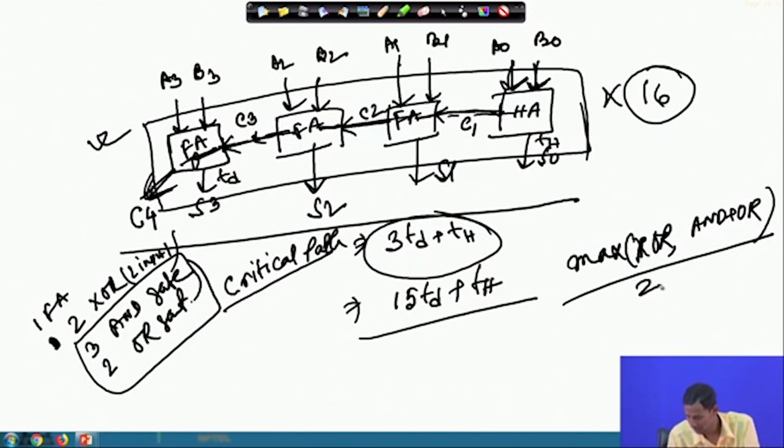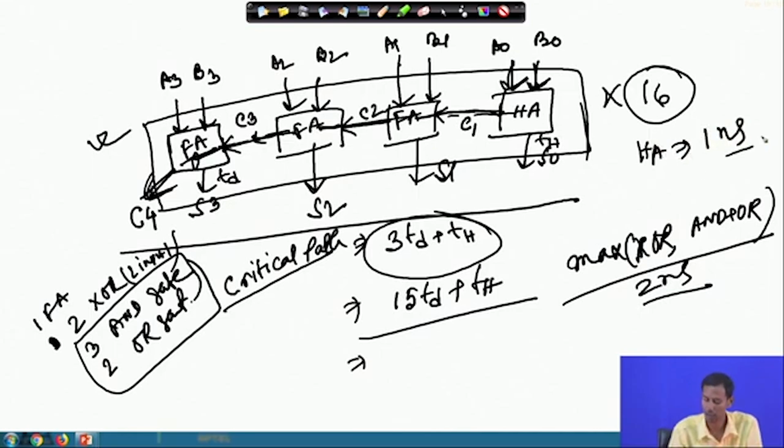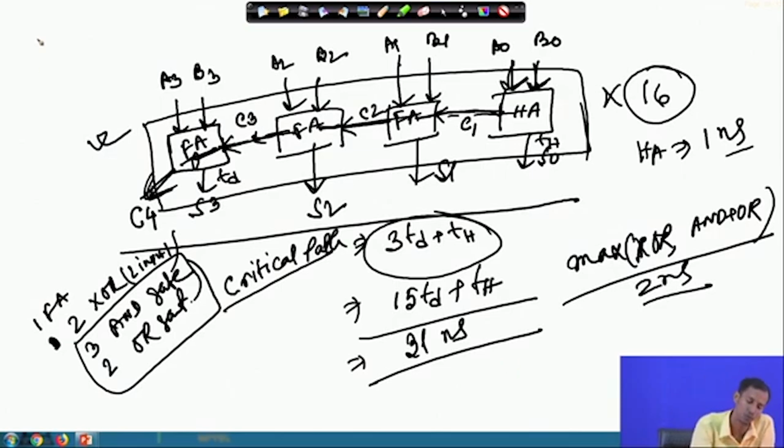If I consider that as 2 nanoseconds and for the half adder the delay as 1 nanosecond, then this will be 31 nanoseconds. So, the operating frequency of this particular circuit is 1 by 31 nanoseconds, which is near about 330 megahertz.